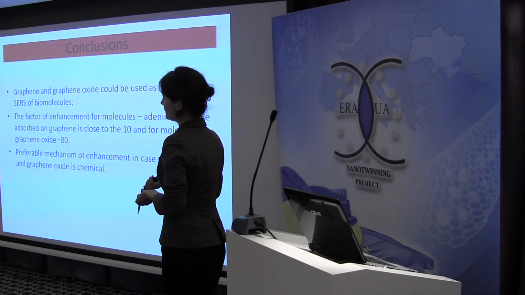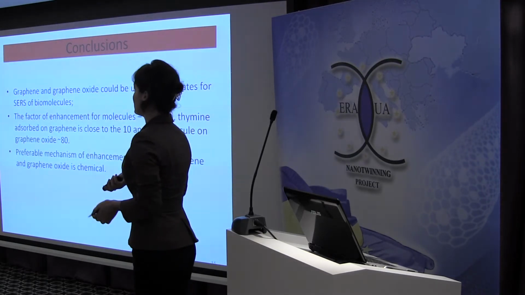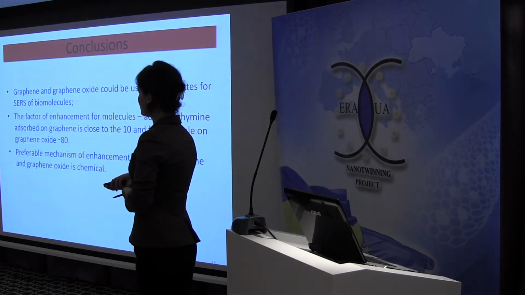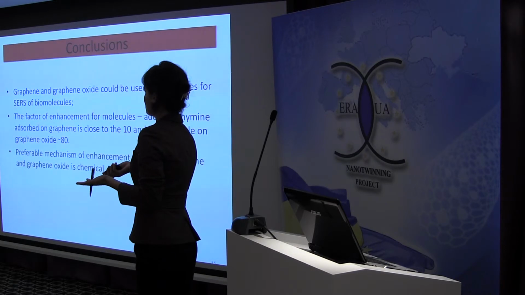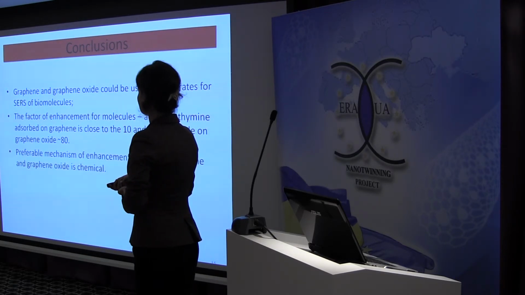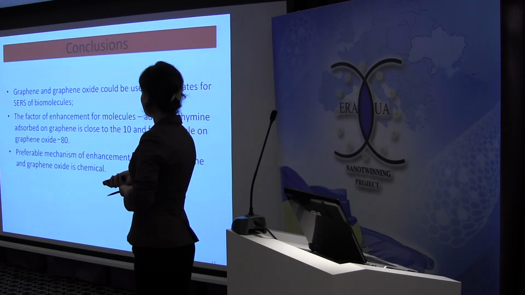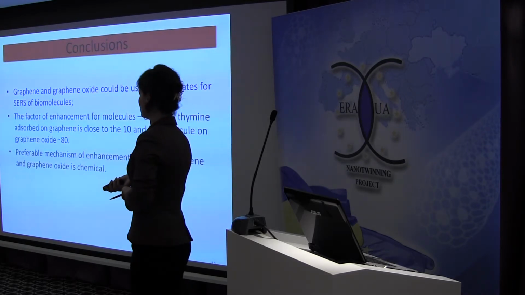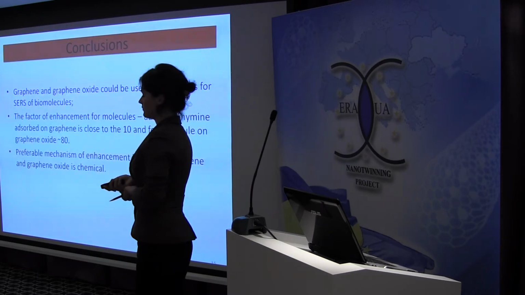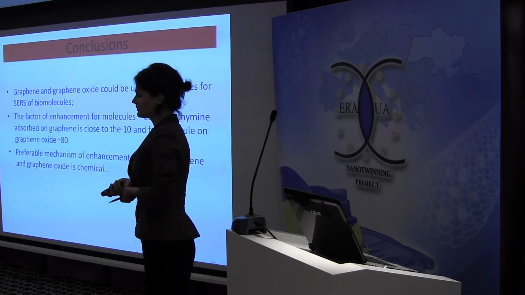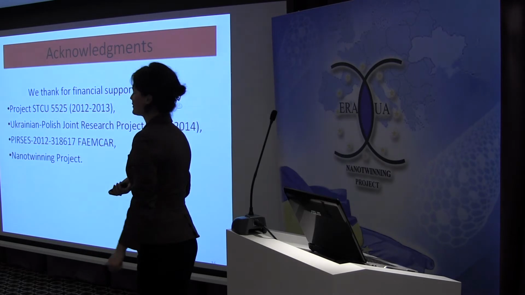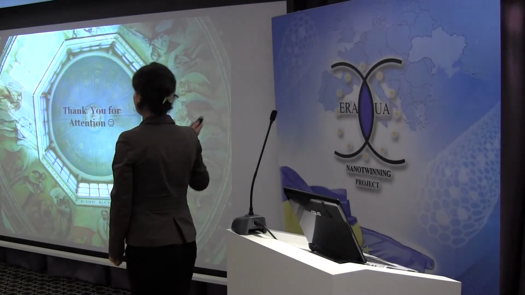Finally, the conclusion is that graphene and graphene oxide could be used as substrates for SERS of biomolecules, even though the factor is not so big. We got this enhancement, and the result is that the enhancement factor for the molecules adenine and thymine in the case of graphene is close to 10, and for graphene oxide almost 80. We can assume that the preferable mechanism in our case is the chemical one. I'd like to thank for financial support of this project. And thank you for your attention.